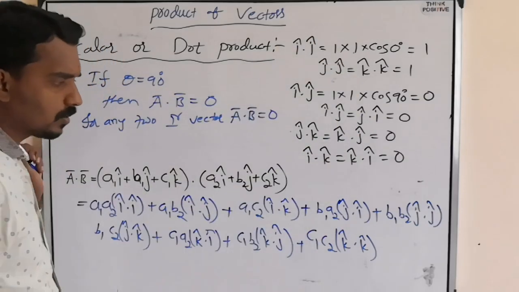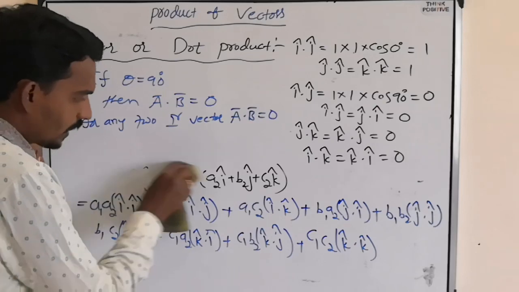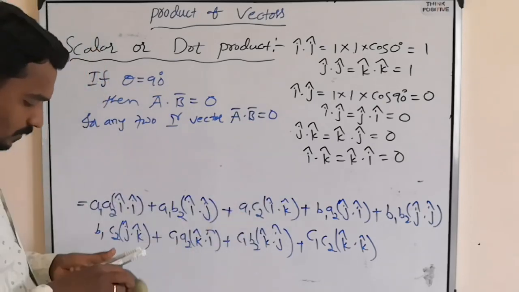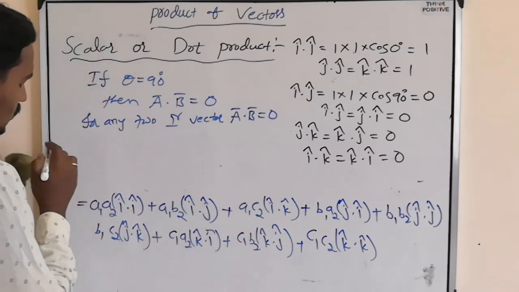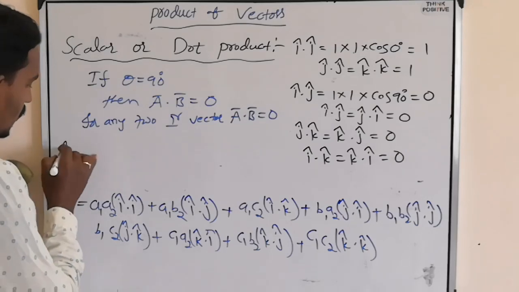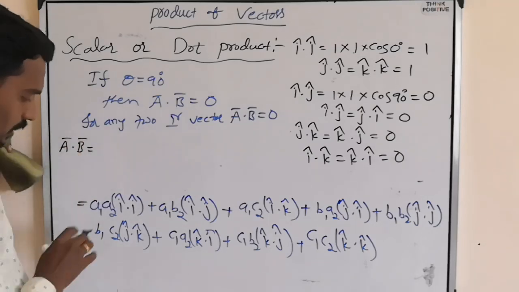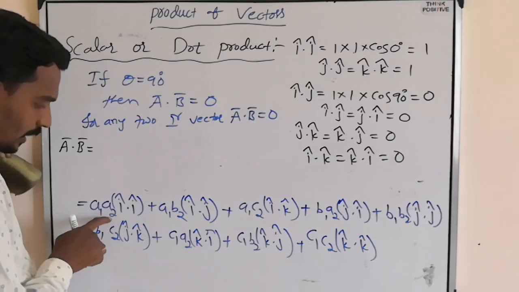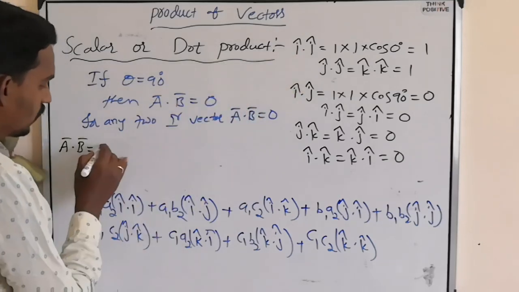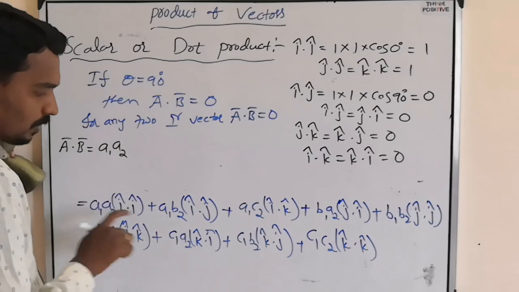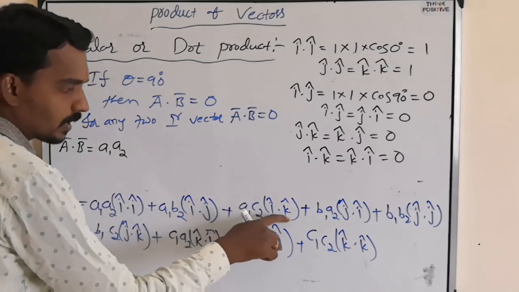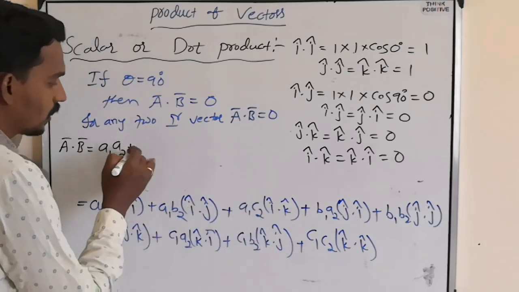Now we got all these values, and I can substitute them in these terms. So here comes our result: a bar dot b bar equals a1 a2 times i dot i, which is 1. So a1 a2. But i dot j is 0 and i dot k is 0, so these two terms become 0.